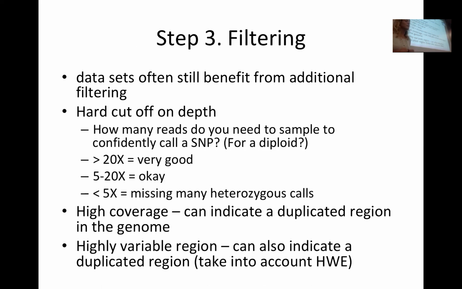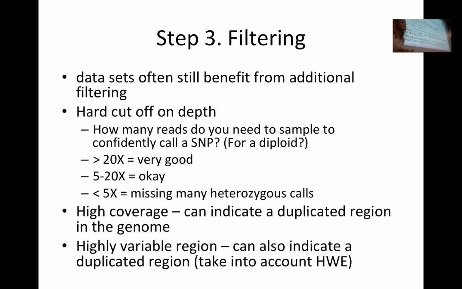So talking a little bit more about filtering, I talked about this a little bit. The most common is probably a hard cutoff on depth. How many reads do you need to call a sample confidently? This is going to depend on your ploidy. For a diploid, greater than 20x is very good. The likelihood that you did not sample the alternate allele is pretty low. 5 to 20x is okay. Anything less than 5x is probably not that great.